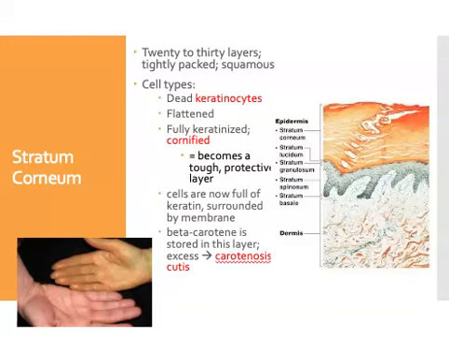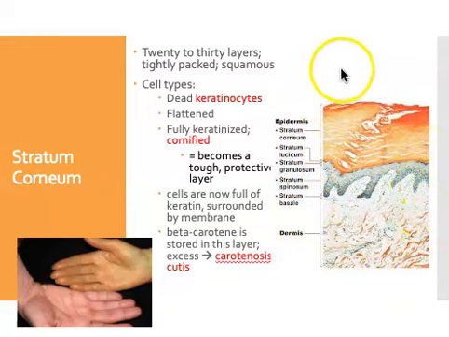Now, the stratum corneum, or the uppermost layer of the epidermis, is packed with cells, 20 to 30 layers of epithelial cells up here. The stratum corneum, though, is loaded with flattened or squamous cells, which is why the 20 or 30 layers doesn't take up quite as much room as you might think.